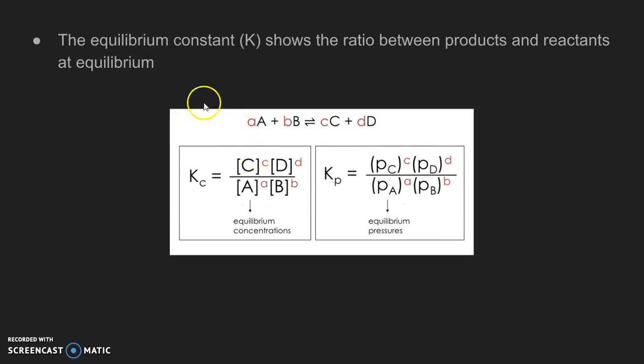And the equilibrium constant, which is known as K, is an easy way to see the ratio between the products and the reactants while a reaction is at equilibrium. And it's pretty simple to solve for. You just multiply the concentrations of the products over the concentrations of the reactants, and then you raise each item to the power of whatever its coefficient is in the reaction. And if everything in the reaction is gaseous, then you can use partial pressures as well as concentrations.